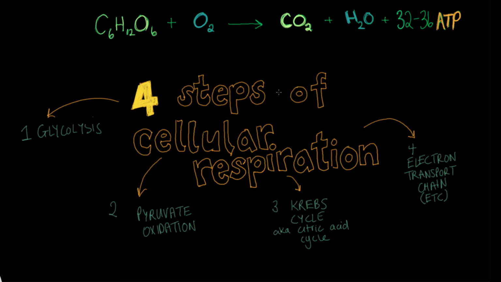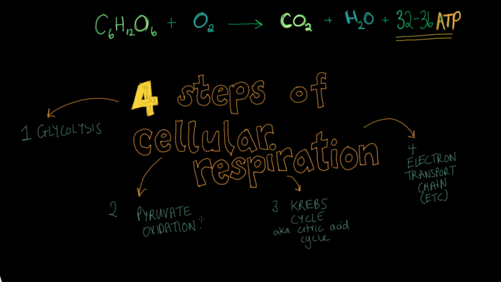So now we've talked about an overview of cellular respiration, let's go over each of the 4 steps in detail to figure out how we make these 32 to 36 ATP starting with glucose. So just to revise the first steps of cellular respiration from the first video, glycolysis splits glucose into 2 molecules of pyruvate. And that releases a tiny bit of ATP, just 2.